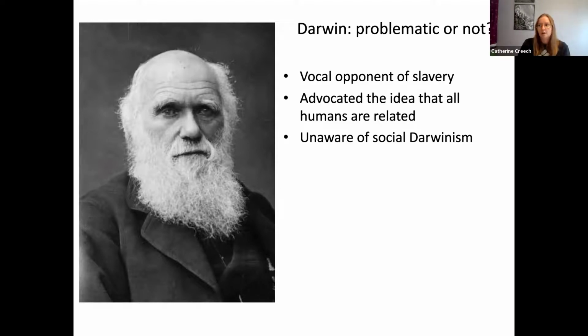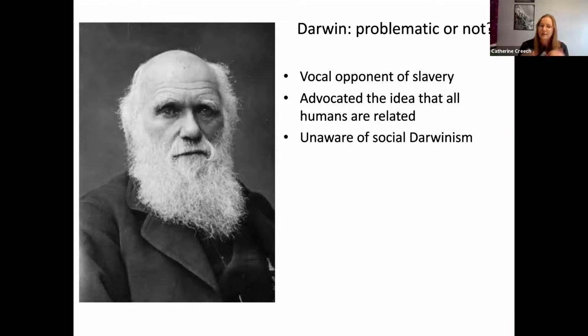Darwin was also unaware of social Darwinism. Social Darwinism is the practice of expecting people to be able to make their lives better with effort. So there's a phrase for this, it's pulling yourself up by your bootstraps. Another term is meritocracy. So you get what you work for. And if you're not rich or if you're not successful, the only reason is that you're not trying. And we know that that's not true.